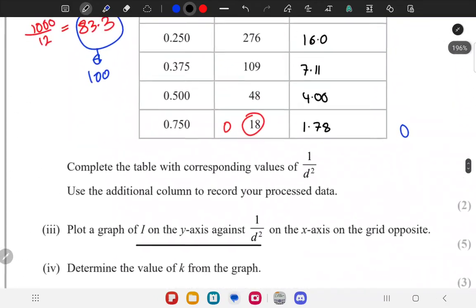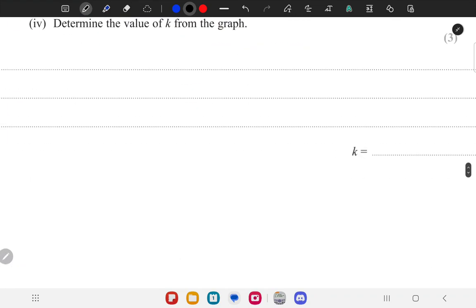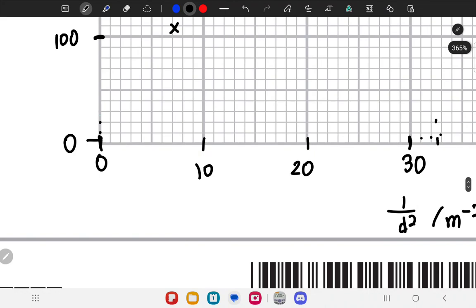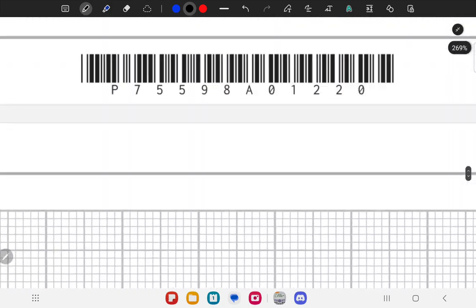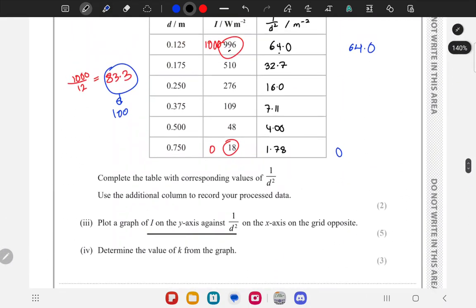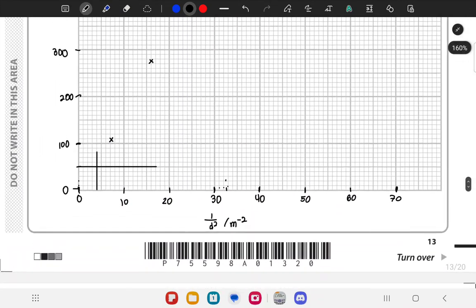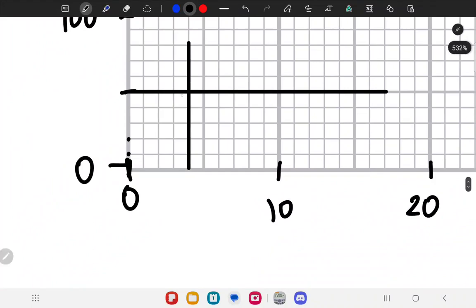Now for the next value we have 48.4. So 1, 2, 3, 4, 5. So this is the line for 50, which is the closest value to 48. And we'll have 4 on this. What was the value? 48.4. So somewhere under 50, so less than 50, and on the line for 4, somewhere here.